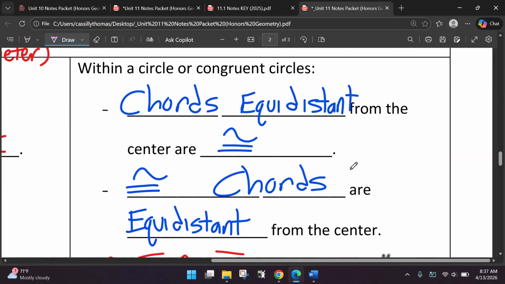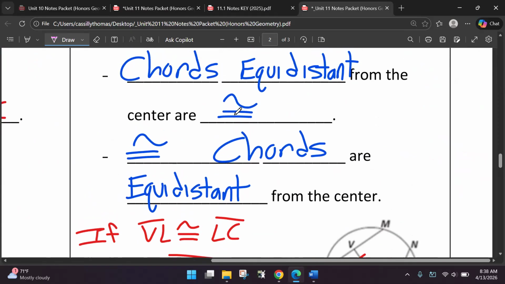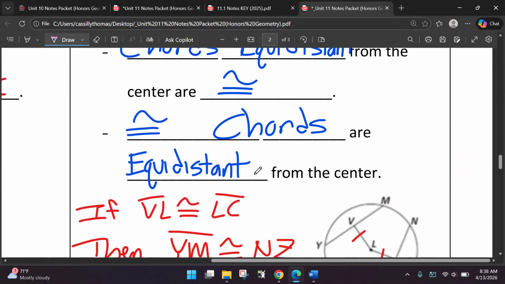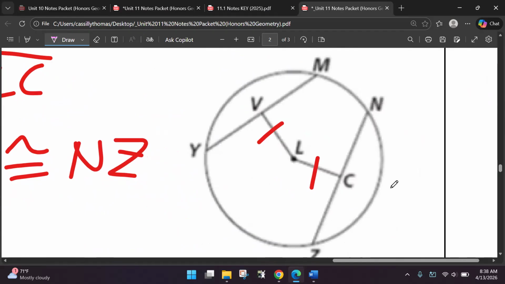Within a circle or congruent circles, if we have chords that are equidistant from the center, we measure the distance from the chord, like YM here, to the center of the circle L, which is just this distance VL. Chords equidistant from the center are going to be congruent, and the converse: congruent chords are equidistant. So if we look at this picture, VL is the distance to YM. YM is our chord. VL is the distance between those. This is going to be a 90-degree angle, and this one is also going to be a 90-degree angle.